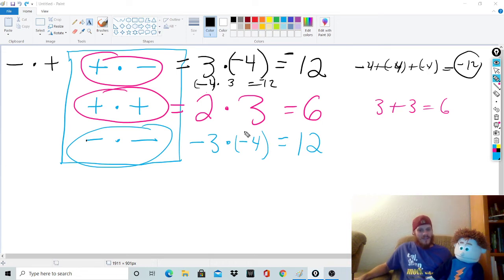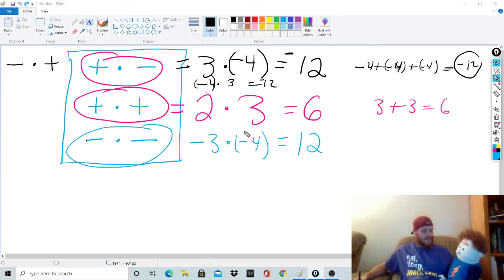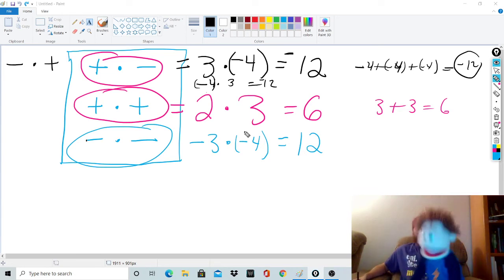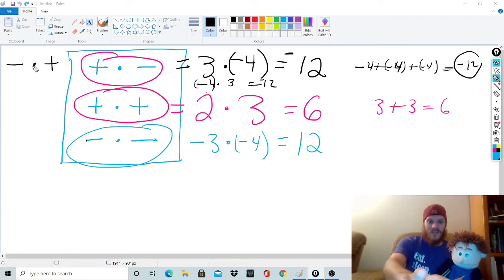A negative times a negative is always a positive. So those are the 3 tricks. But stick around. If you think you have it figured out, you don't yet.